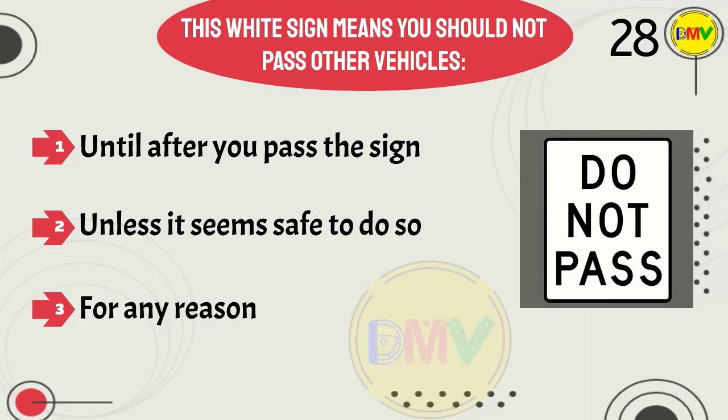Question 28. This white sign means you should not pass other vehicles: 1. Until after you pass the sign. 2. Unless it seems safe to do so. 3. For any reason.